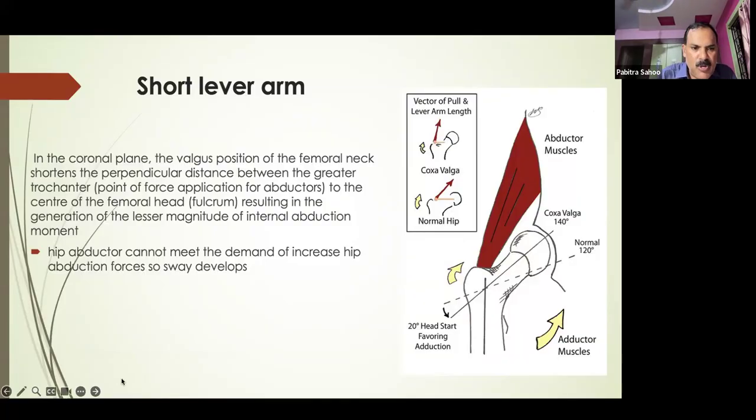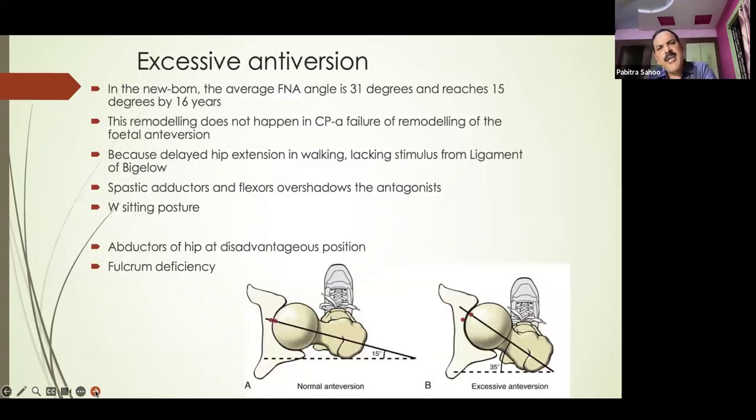So this is about because of the short lever arm. Then the next component is the excessive anteversion. We all know that excessive anteversion is a major problem in case of CP, for which the CP child walks with the internal rotation of the thigh and with the overall internal rotation of the leg.